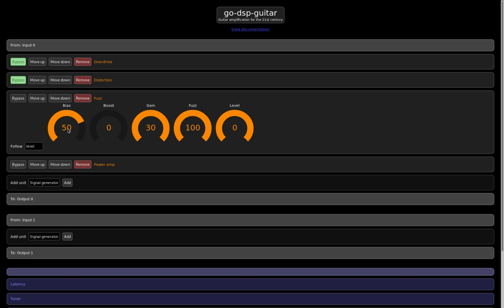And now I will shift the bias around. So the bias is currently at 50. I will now set it to 0, so no bias at all. And I will move the bias into the positive direction.